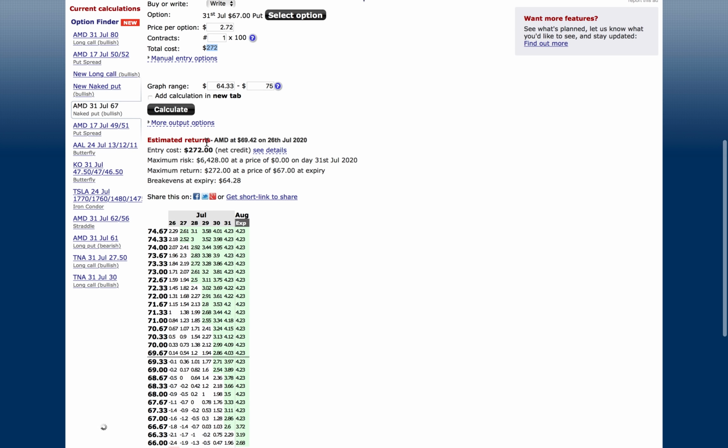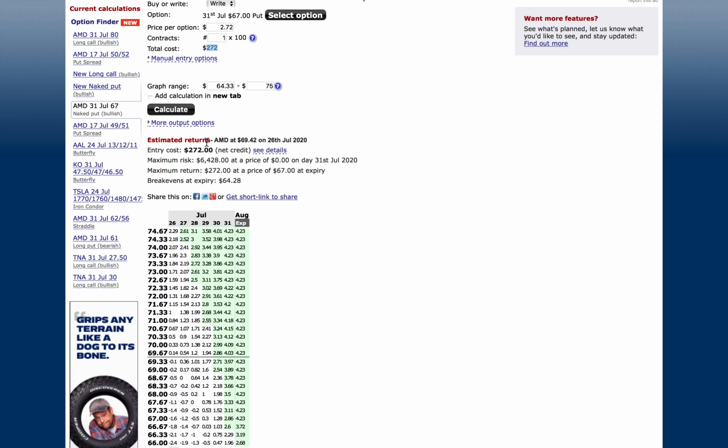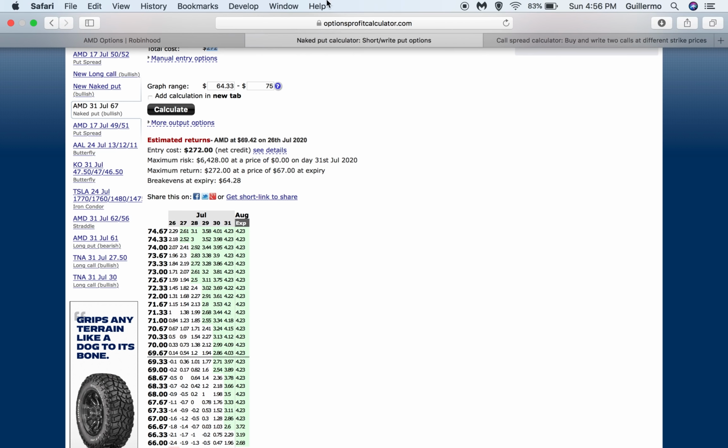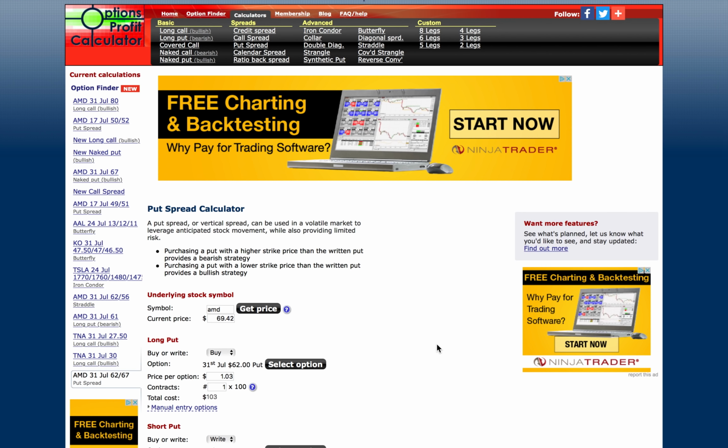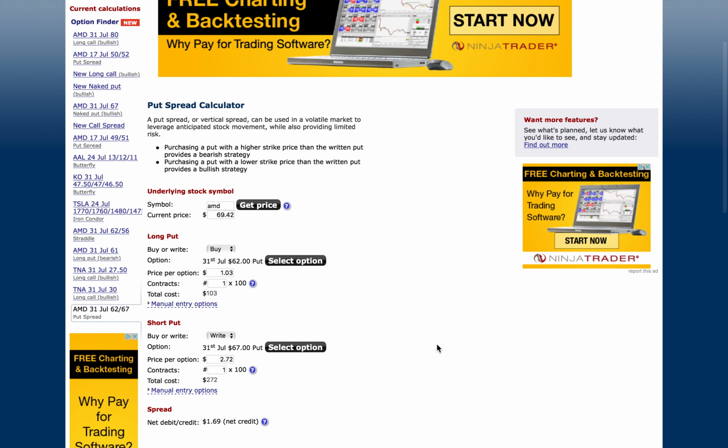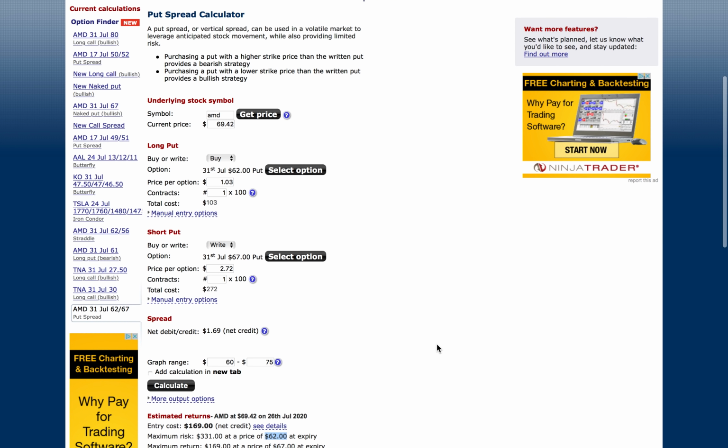Now, again, this can be really risky, right? And that's fine if you don't want to take on this much risk. There's another approach that lets you do the same thing here, but with less risk. I'm talking about this put credit spread. So it's going to be the exact same process. You're going to sell a put at a $67 strike price expiring July 31st. So this is the exact same put I'm selling in the other example. So you can see I'm receiving $272.